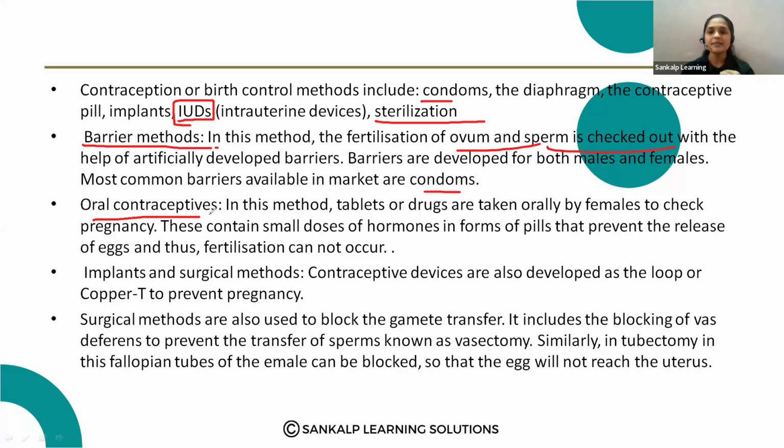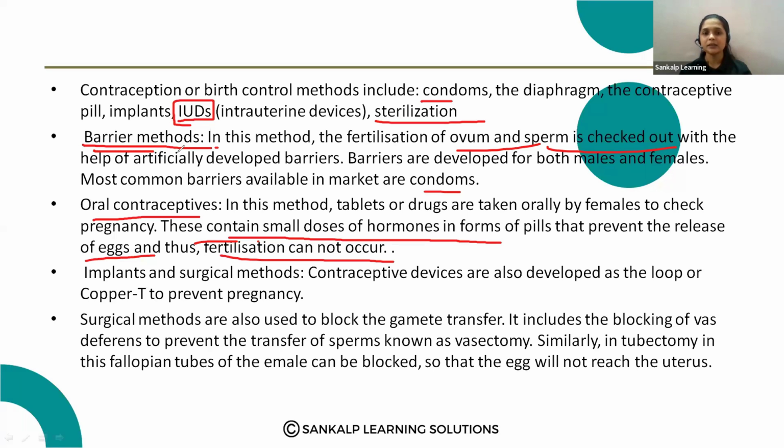These oral pills change the hormonal balance in the female body. They contain small doses of hormones in the form of pills that prevent the release of eggs, and thus fertilization does not occur. So contraceptive methods means what? There is no pregnancy. Pregnancy should be prevented, right? That is done by the different methods.